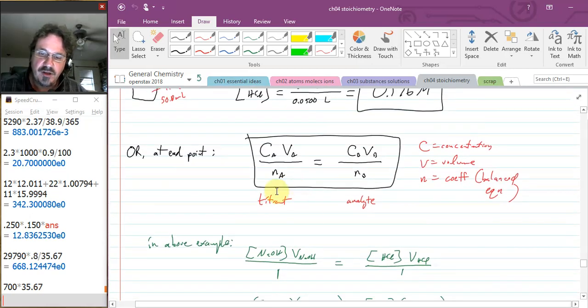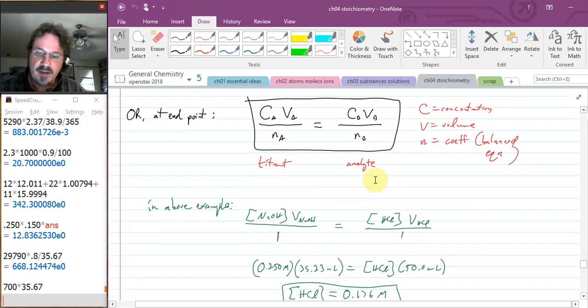The concentration of the one times the volume divided by its coefficient. So if on this side we put the sodium hydroxide times the volume of the sodium hydroxide divided by 1, because that was in the balanced reaction, it was just a 1. That would equal the concentration of the other one times its volume. So the concentration of the HCl times its volume divided by its coefficient in the balanced reaction, which again for this reaction is just a 1.